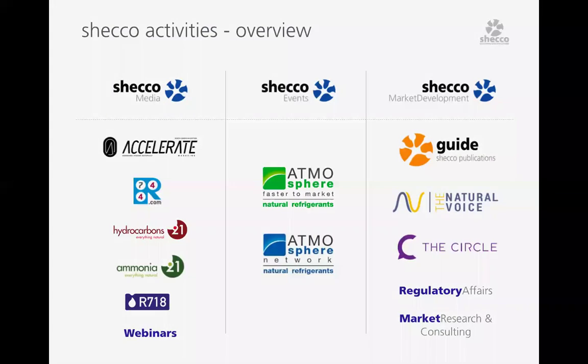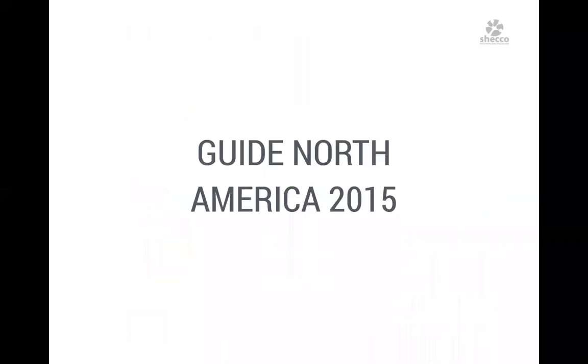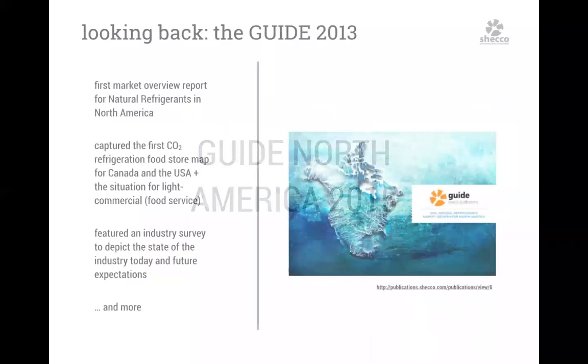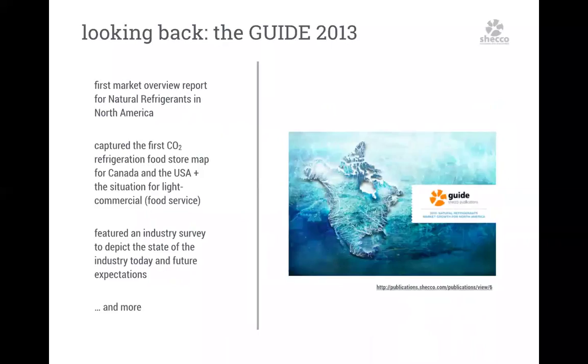So let's jump right into the content, the guide North America. Two years ago in 2013, shecco launched the first market overview report for natural refrigerants in North America. We set out to capture for the first time a market map to show the market penetration of CO2 refrigeration, food stores using CO2 refrigeration in Canada and the USA. We also outlined the situation for light commercial, or what you would call the food service sector, and featured an industry survey to depict the state of the industry today and for future expectations.